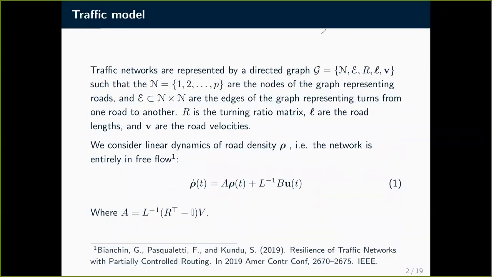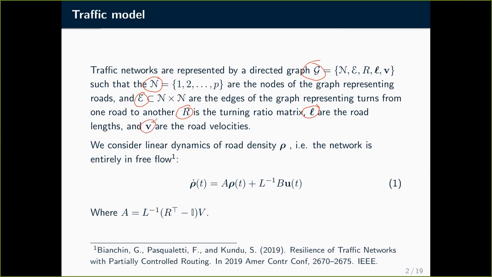So we start by defining what we mean by a traffic network, which is going to be represented by a weighted directed graph G, composed of a set of nodes N, which represent the roads, and a set of edges E, representing the turns or the connections between the roads. We also have the adjacency matrix R, which corresponds to the turning ratio matrix. And we have physical parameters, which are L, the length of each road, and V, the velocities of the roads.